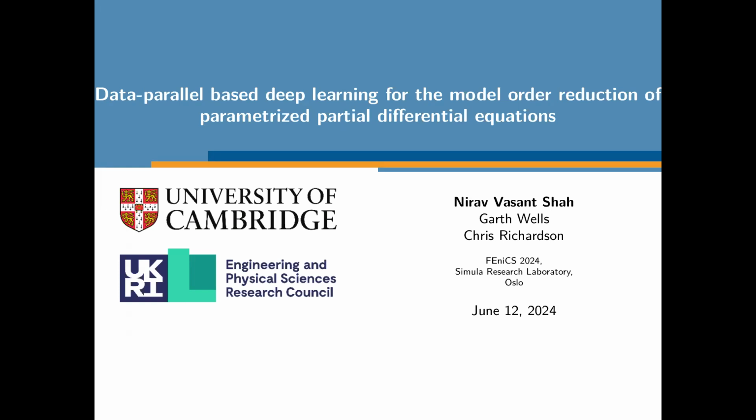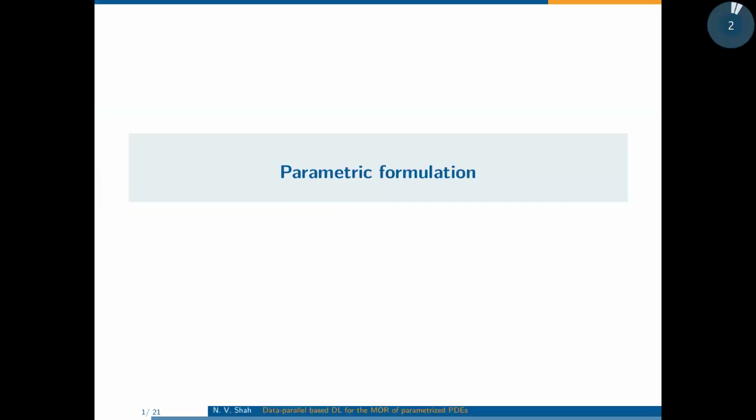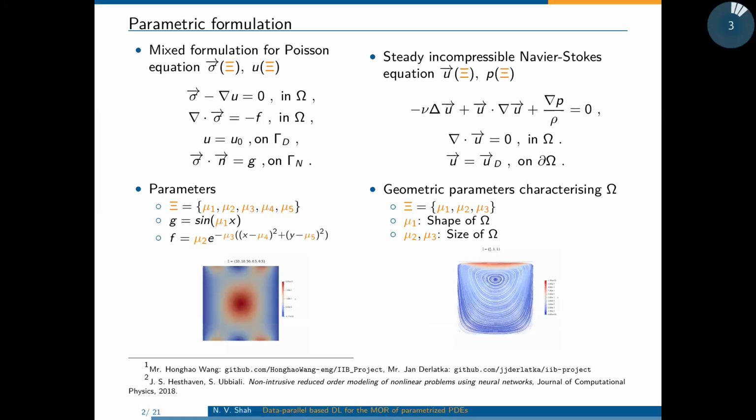So I'll talk about, as introduced, data parallel-based deep learning for model order reduction of parametric partial differential equations. First of all, it is important to set up some context: what do I mean by parameter in the context of my talk? Parameter in general is anything that influences the solution, in the most simplified manner. But in this talk, I will talk about parameters in the sense of physical parameters, which affect our solution.